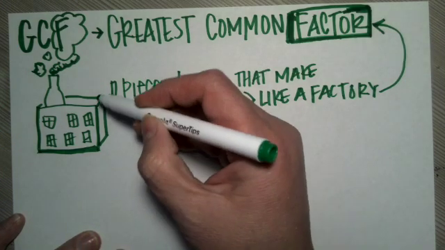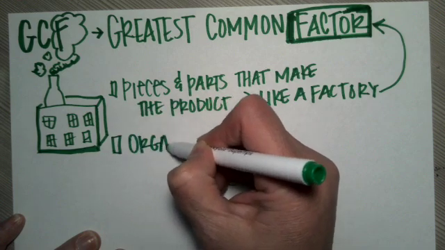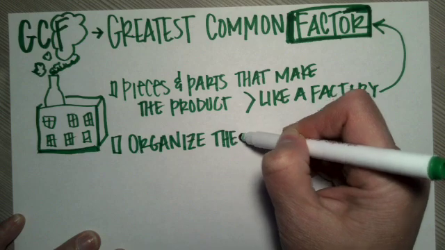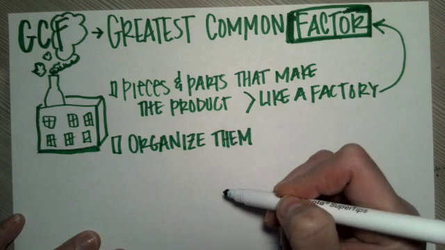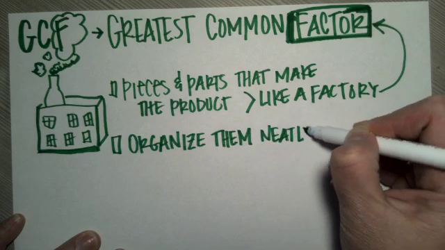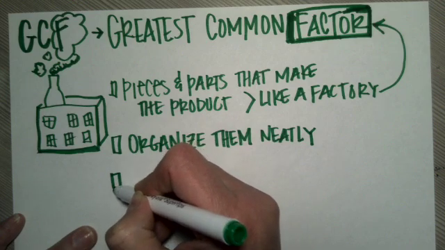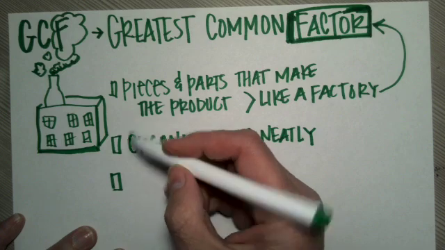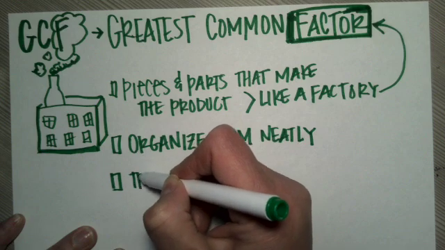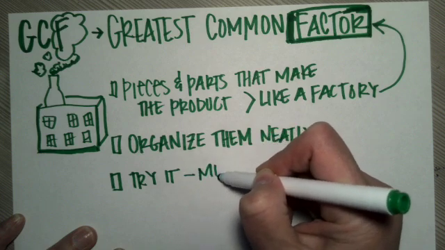It's going to be important that you organize these lists when you're listing them. So organize them neatly, because you're going to get lost if you don't. And then also, if you're struggling a bit, you can try using a multiplication chart, but it's pretty tricky. You can try it. I don't know. I don't suggest it, but I'm going to put it on here.